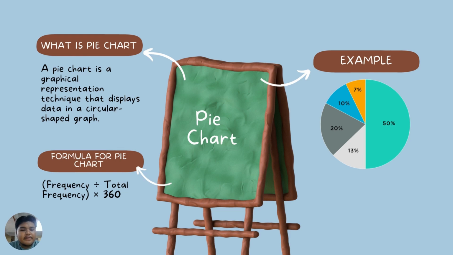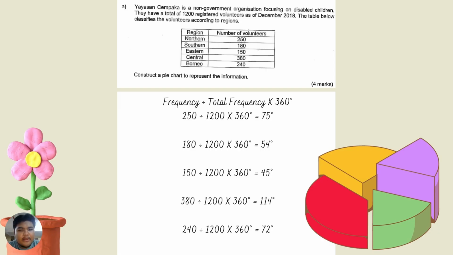360 here means 360 degree. So we can look at the example on the right side. This is question 1A. Yayasan Cepaka is a non-government organisation focusing on disabled children. They have a total of 1,200 registered volunteers as of December 2018. The table below classifies the volunteers according to the region.